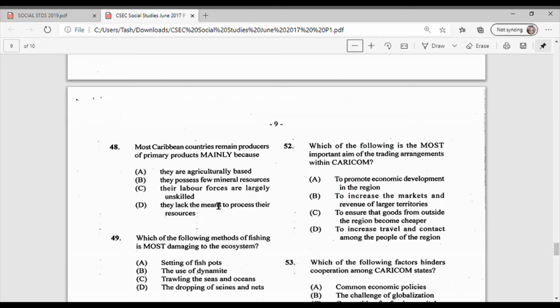52. Which of the following is the most important aim of the trading arrangement within Caricom? To promote economic development in the region, to increase the markets and revenues of larger territories? No, because remember, it is all in an effort to be fair to all Caribbean countries. C, to ensure that goods from outside the region become cheaper. That would not be your option either. Or D, to increase travel and contact among the people of the region. So your answer for 52 would have been letter A, which is to promote economic development in the region.